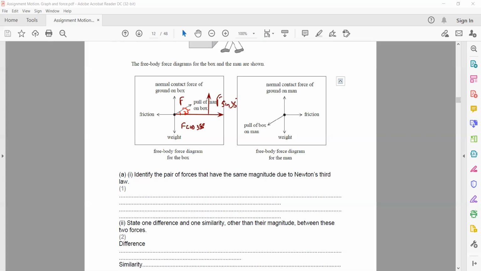And the mass of the box is also given. So in terms of forces, the weight W is acting down. The vertical component of the pull of the man on the box, F sine 35, is acting up, and the normal contact force is also acting up. Horizontally there is no acceleration, so the resultant force will be 0.